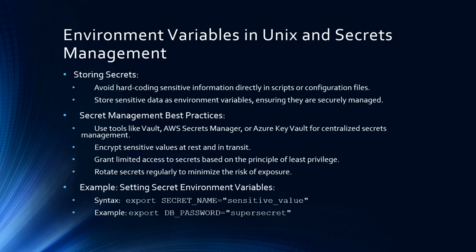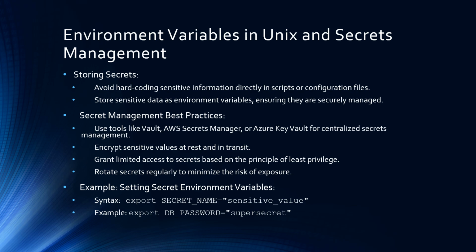When it comes to storing secrets, the first rule is to avoid hard-coding sensitive information directly in scripts or configuration files. Numerous security incidents occur when credentials are accidentally committed to source control because they are hard-coded in configuration files. Instead, use environment variables as a more secure alternative. However, environment variables alone aren't enough. Modern secrets management requires sophisticated tools like HashiCorp Vault, AWS Secrets Manager, or Azure Key Vault. These tools provide crucial features that simple environment variables don't.